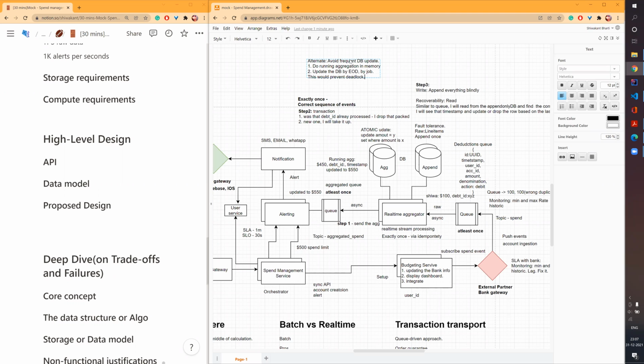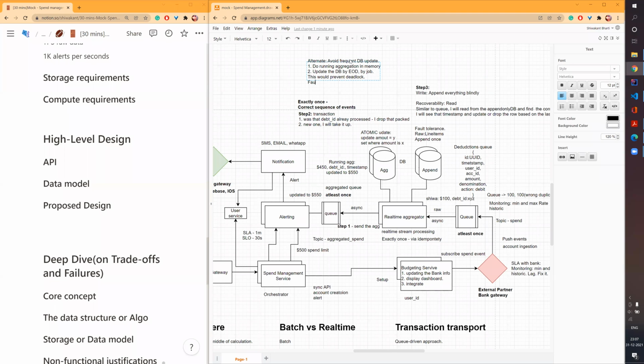So that is one solution. No problem, I'm just noting this as an alternative. So for fault tolerance, replay full day events.